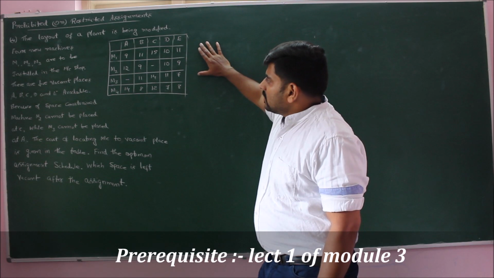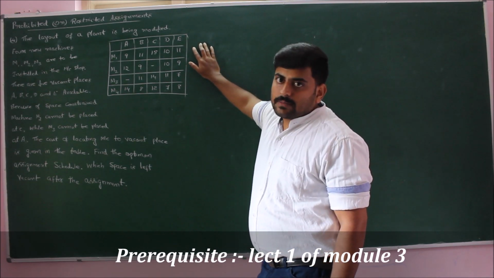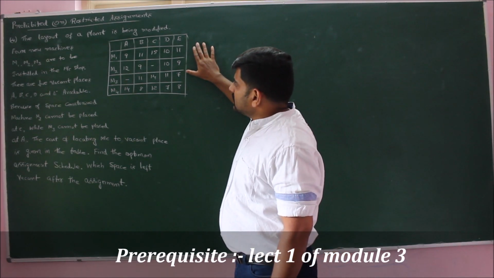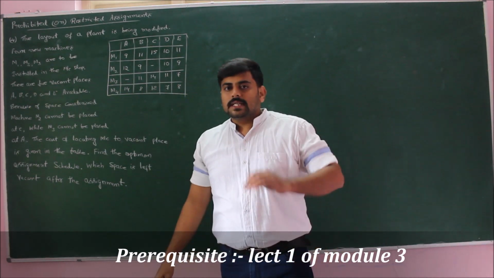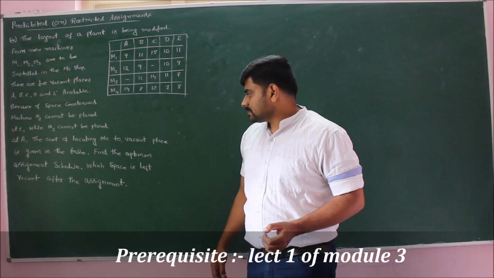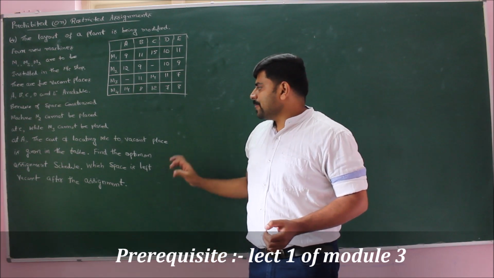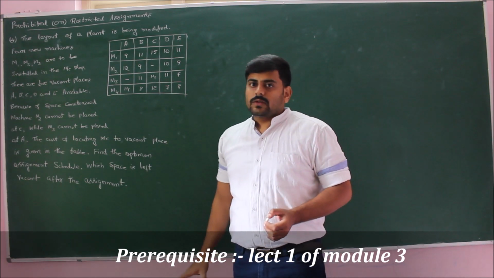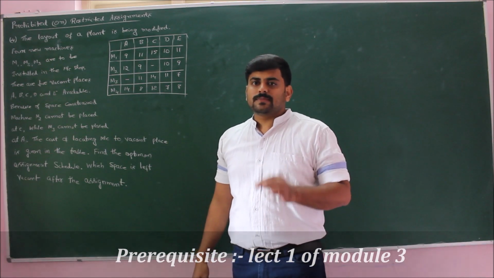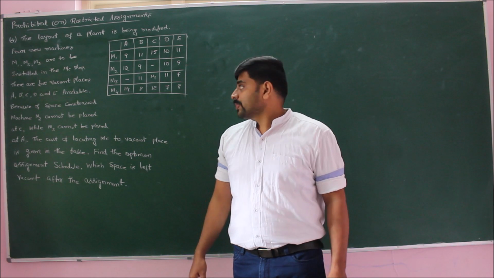So we have a table having 5 vacant places. In these 5 vacant places, I should place these 4 machines. This matrix gives us the installation cost. Now I should find the optimum assignment schedule in such a way that the installation cost will be reduced, and also I should find which space will remain vacant.